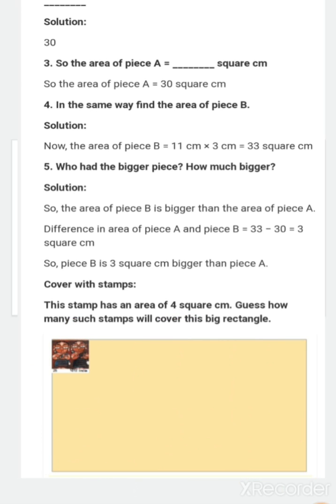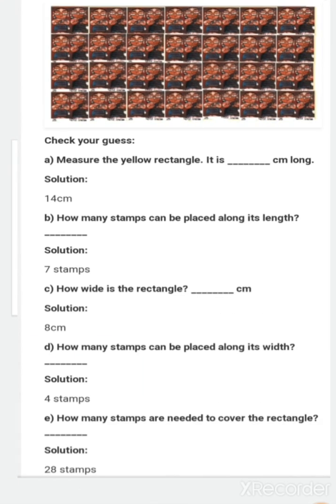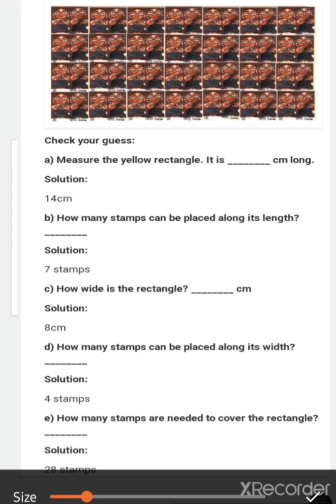When you draw proper lines, you will see the figure like this. On counting them, how many are there? 1, 2, 3, 4 on this side, and 1, 2, 3, 4, 5, 6, 7 on this side. Then you can count the inner ones also, and you will get the answer of how many stamps can be filled inside the rectangle.